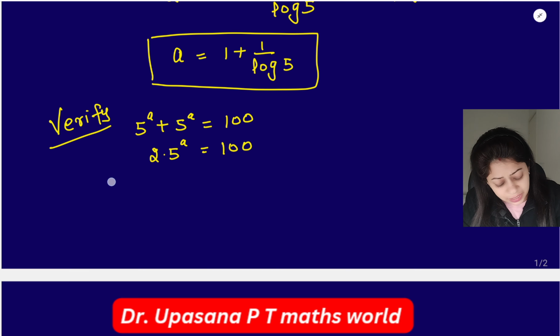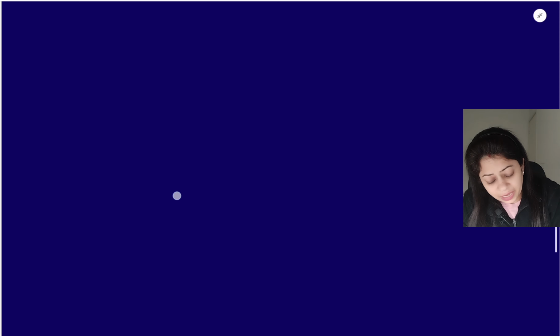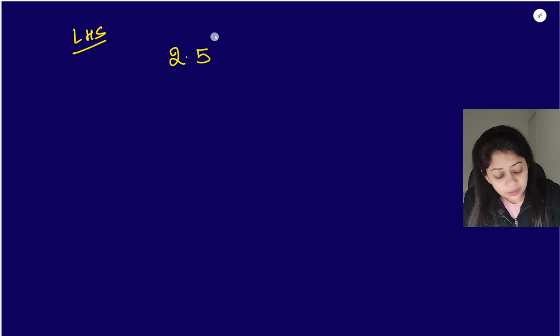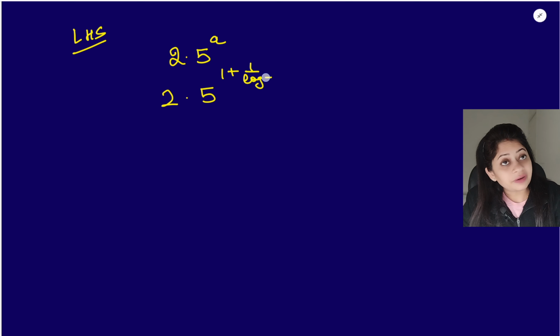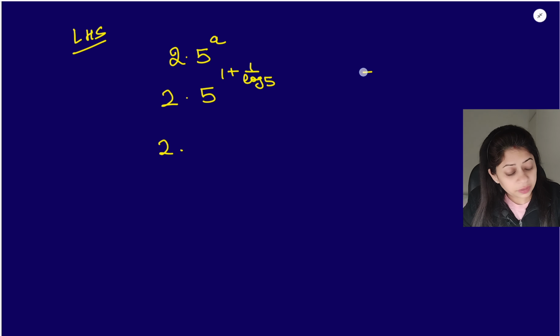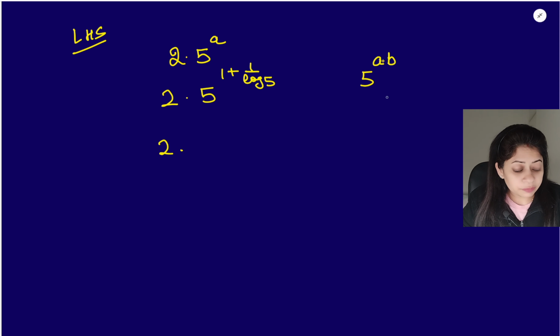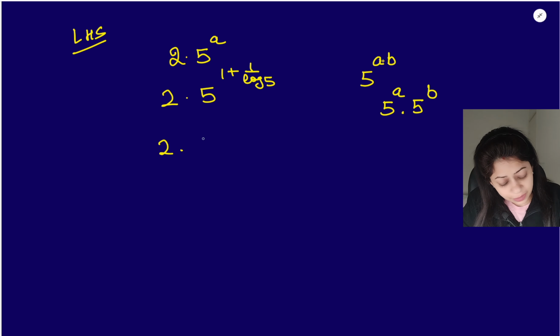So we will just take LHS. LHS is 2 times 5 raised to power a, right? 2 times 5 raised to power 1 plus 1 by log 5, right? So this becomes 5 raised to power A, 5 raised to power B. Okay, so I will write 5 raised to power 1 times 5 raised to power 1 by log 5.